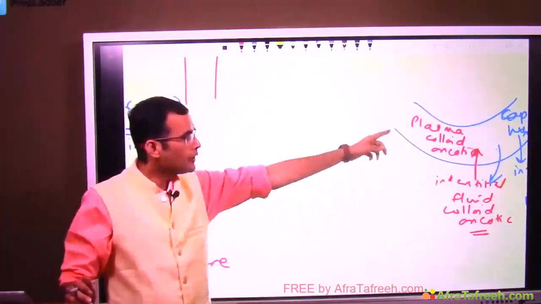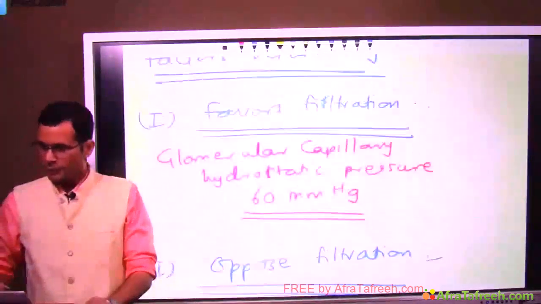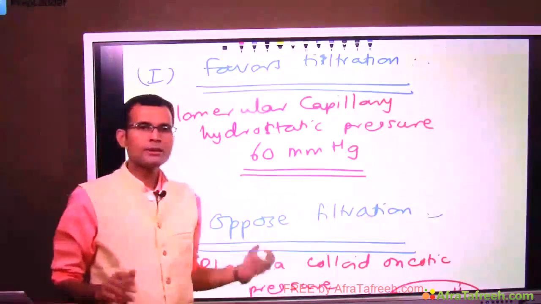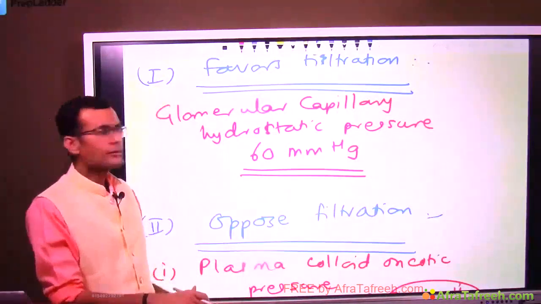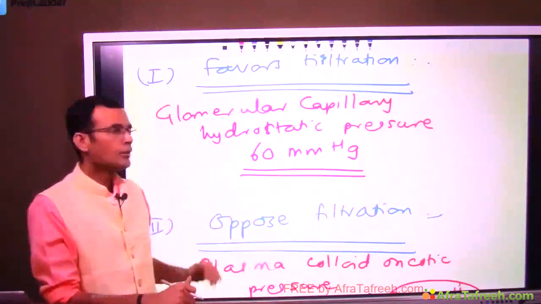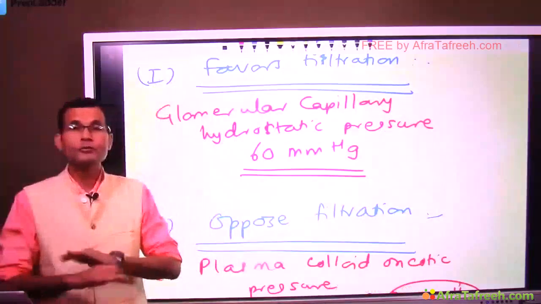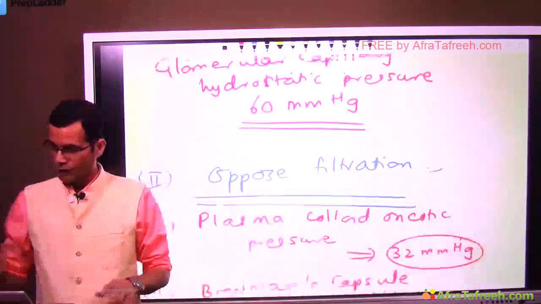Elsewhere in the body, the proteins do come out of the capillaries. But in the glomerular capillaries, because of the negative charges on the basement membrane and because of the large size, the proteins do not get filtered out of the glomerular capillaries to come into the Bowman's capsule. So therefore, there is no Bowman's capsule colloid oncotic pressure. Okay, and therefore there are only 3 instead of 4.